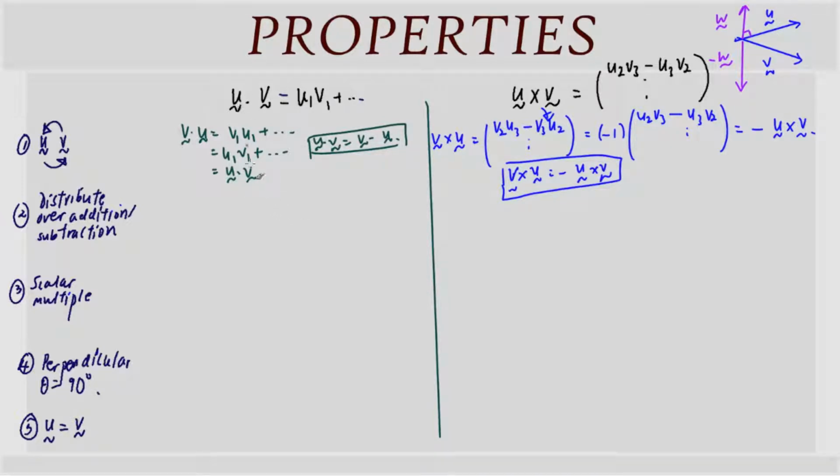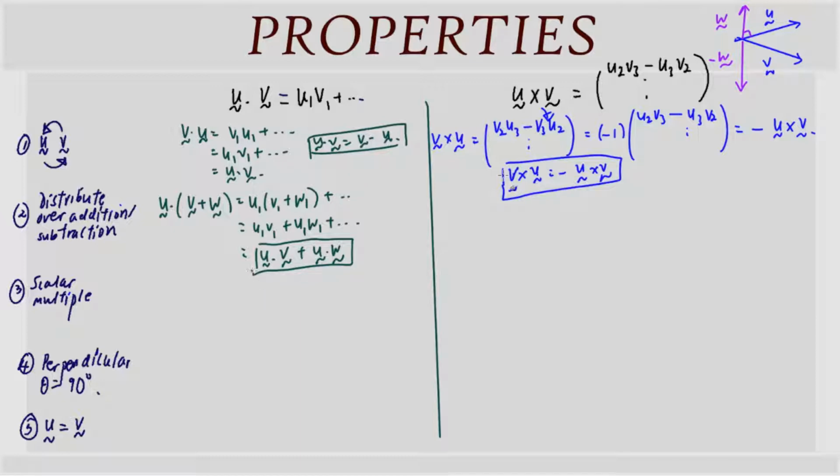The second property is about whether it can distribute over addition and subtraction. So we have u dot (v plus w) equal to the first term having u1 times (v1 plus w1), and so on and so forth, which is also equal to u1 v1 plus u1 w1 plus and so on and so forth, equal to u dot v plus u dot w. Right, so it distributes over addition and subtraction like so.